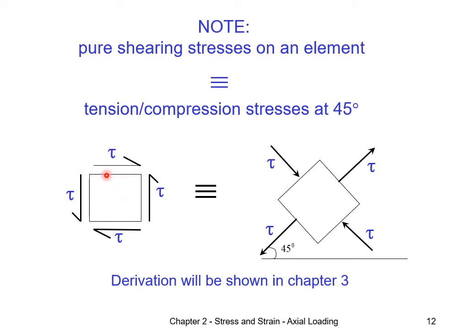If we were to rotate this element by 45 degrees, you'll notice that the stresses, which were shear stress, will become normal stress acting on the diagonal inclined surface. On this side, it will undergo tension. On this side, compression. Note that only when the rotation is 45 degrees will pure shear be converted to pure tension and compression. If it's not 45 degrees, then we will have both shear as well as tension and compression acting on the object.